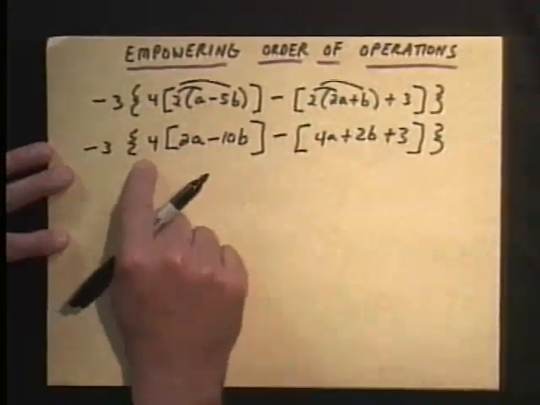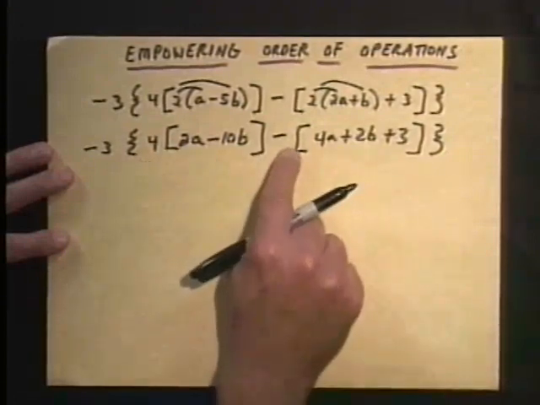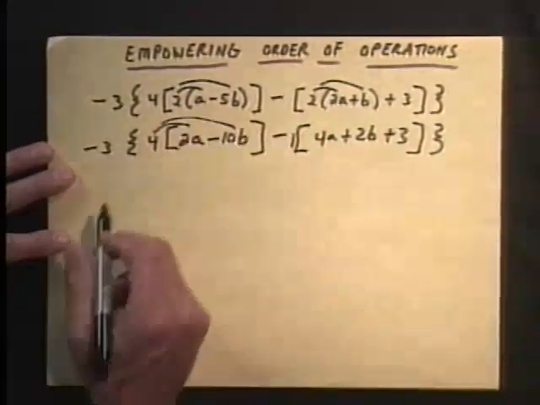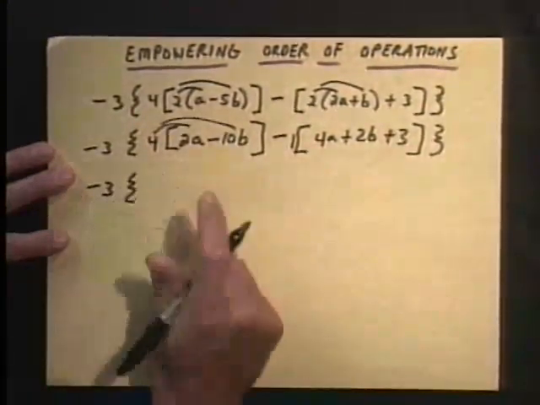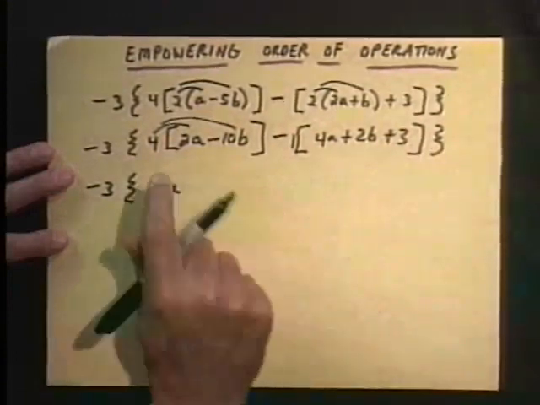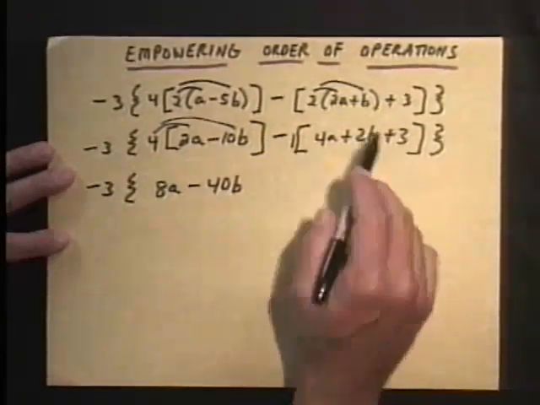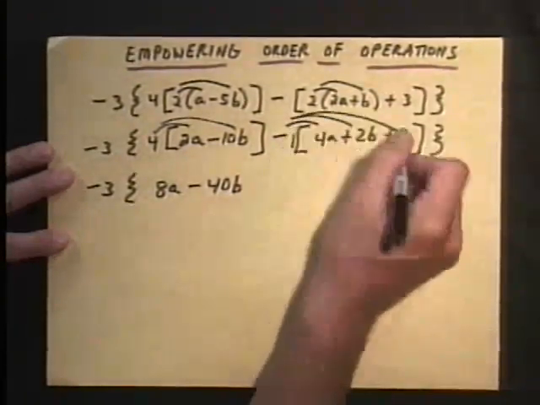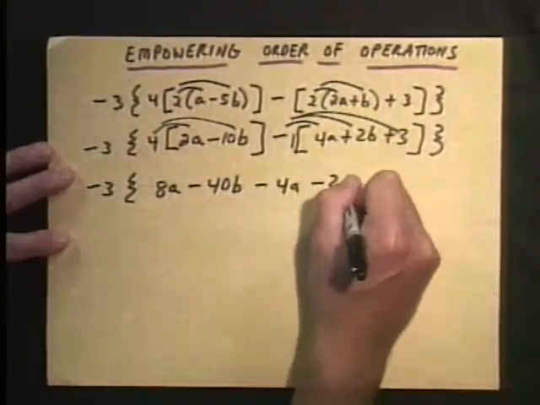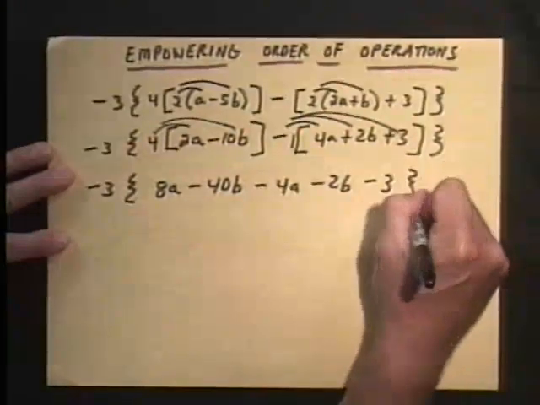Now we want to distribute to get out of the brackets here. Now notice there's no number in front of the second bracket. So we're going to put one here, and then we can go ahead and distribute the 4 through. So we're going to have negative 3, a distribution problem here. Our sign rule's going great. 8a minus 40b. Now distributing the 1 in here, or the negative 1, because that was a minus sign, so watch your signs, you're going to have minus 4a minus 2b minus 3. So that negative changed all the signs in that bracket.